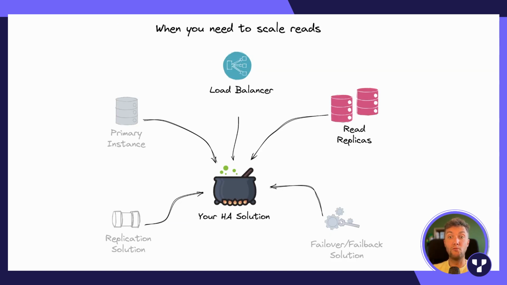Okay, now let's say that you want to scale reads. So what if your deployment option is a single primary Postgres instance, but also you have read replicas? In this case, you still have your primary instance, you have some failover, failback solution, and you have some replication mechanism, but also you can use standbys as read replica nodes. Those read replica nodes can offload your primary instance by processing read workloads. And if you use those read replica nodes, you also need to have some load balancing solution, because a load balancer can redirect your read requests across primary and replica nodes.